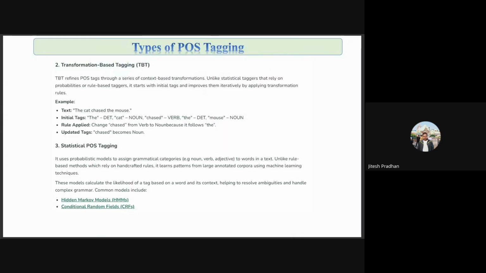Now we have statistical tagging. Statistical tagging is basically probability or statistics based tagging. We will try to generate the probability of the tag that can be assigned. We can use a Markov model, or we can use CRF, that is conditional random fields. How does it work? We find the token, then we find the probability of its having each POS tag. If the probability is highest with a tag, we will assign that tag. That is called statistical tagging.